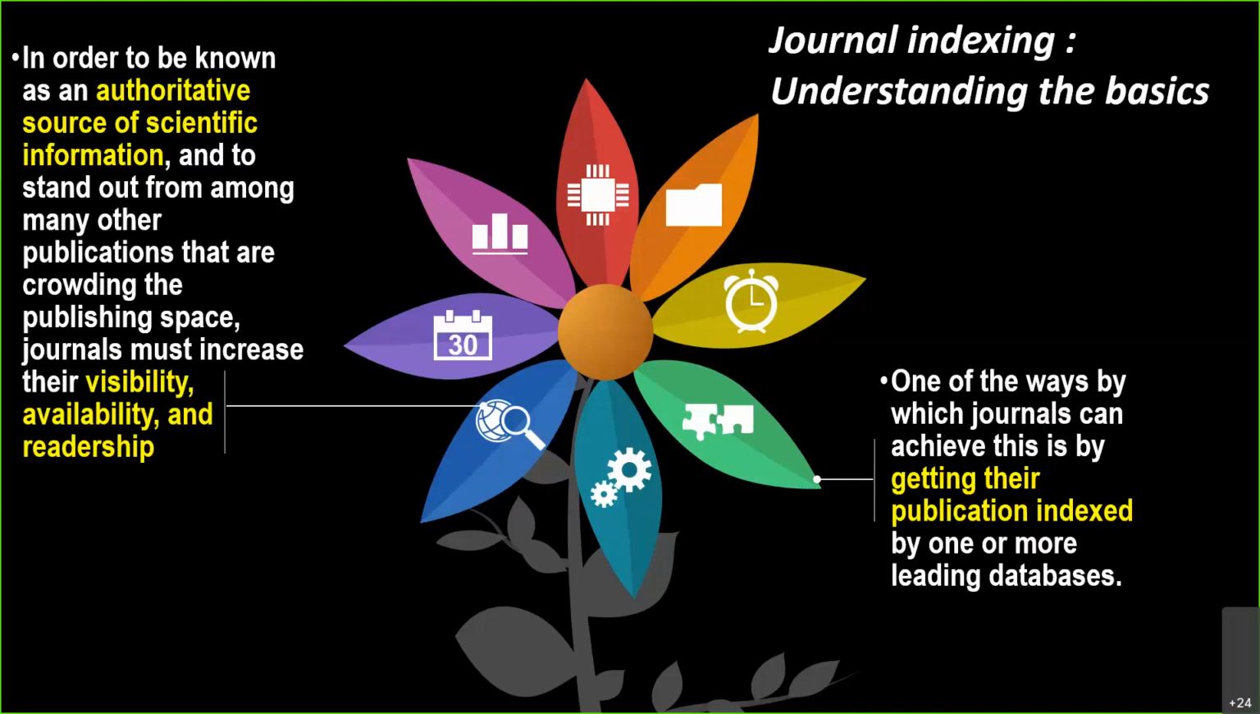why does a publisher want their journal to be indexed, not in every database, but in specific databases that are recognized worldwide? Because in order to be known as an authoritative source of scientific information, to tell people that their journal is available, to improve the visibility, availability, and the readership and reputation of the journal, they need journal databases.